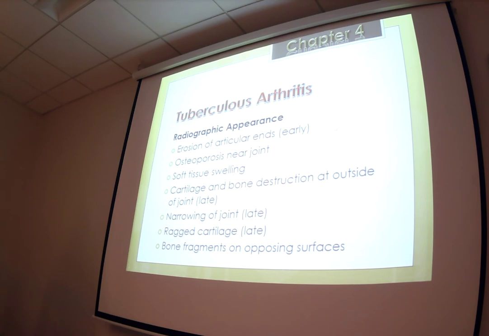So radiographically in early stages, you're going to see some erosion of the articular ends of the bones. You're going to see some osteoporosis near the joints. You're going to see some soft tissue swelling in the area. You have the cartilage and bone destruction at the outside of the joint in late stages. You also see narrowing of the joint and that ragged cartilage in late stages. You'll see some of that bone fragmentation on opposing surfaces. What we saw earlier, we talked about the joint mice, is kind of what we're talking about here, those bone fragments that kind of pop off the end.